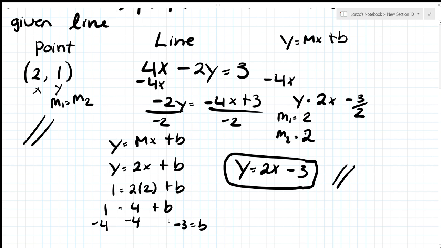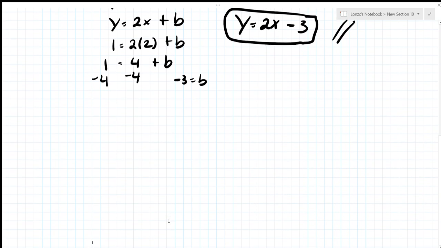We want something that's perpendicular. So we're going to do perpendicular lines. What do we know about perpendicular lines? We know that m1 times m2 should give you negative 1. So m2 is pretty much the negative reciprocal of m1.